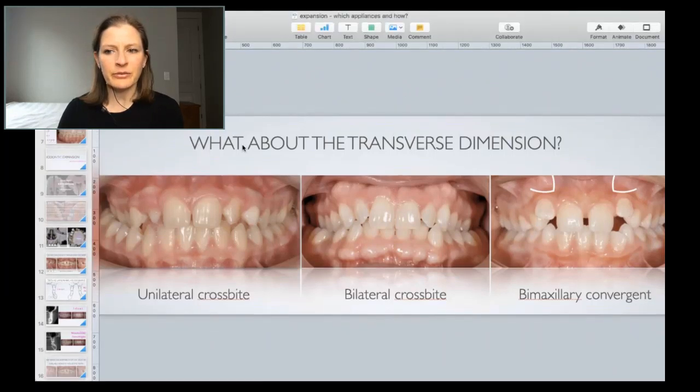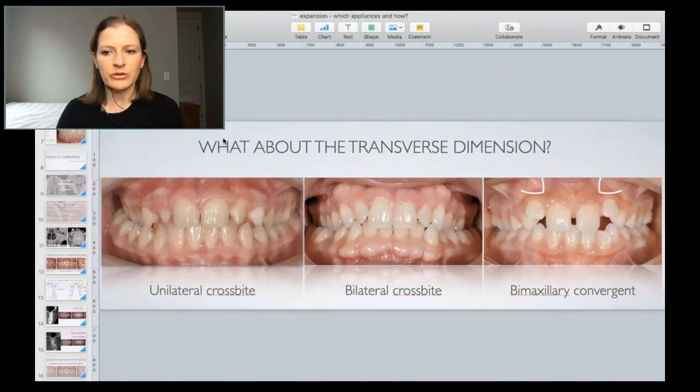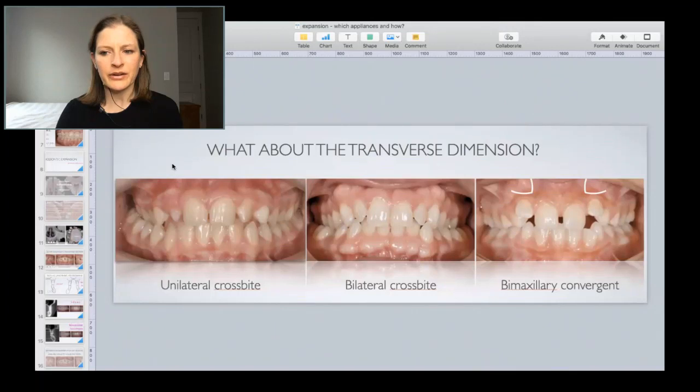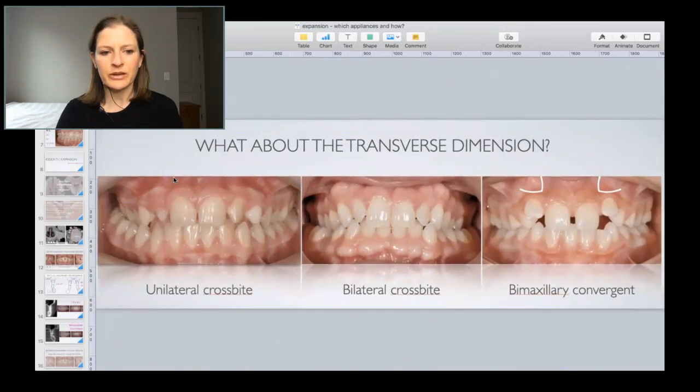I really want to show this because it shows three different patients, and they all have a transverse issue, but it might not necessarily be something that we look at. This patient right here, we see the unilateral crossbite. She's missing lateral incisors, so we know she's narrow. Here we have a double crossbite. We know that's narrow. But then what about this patient right here?